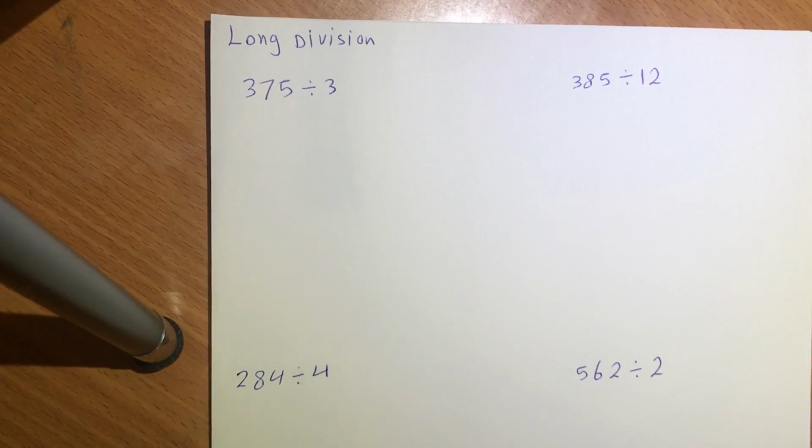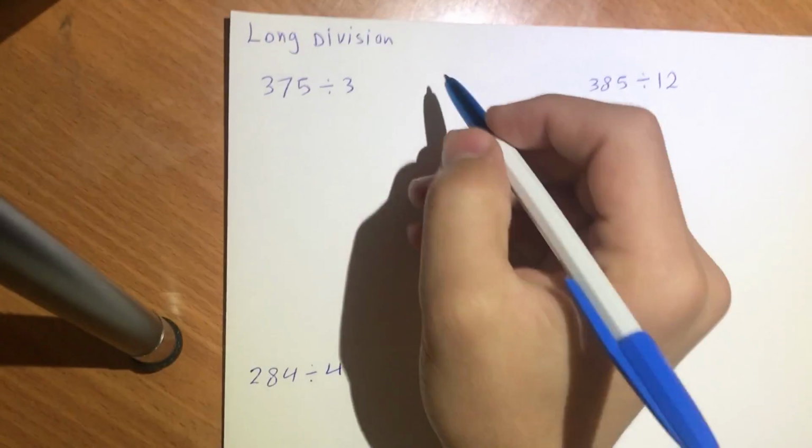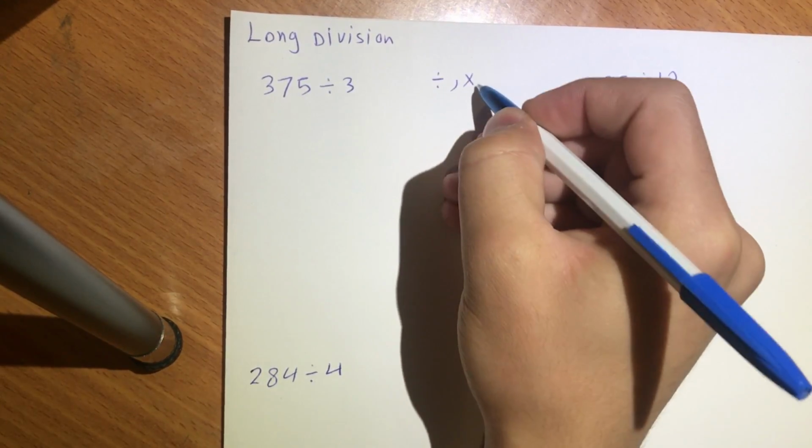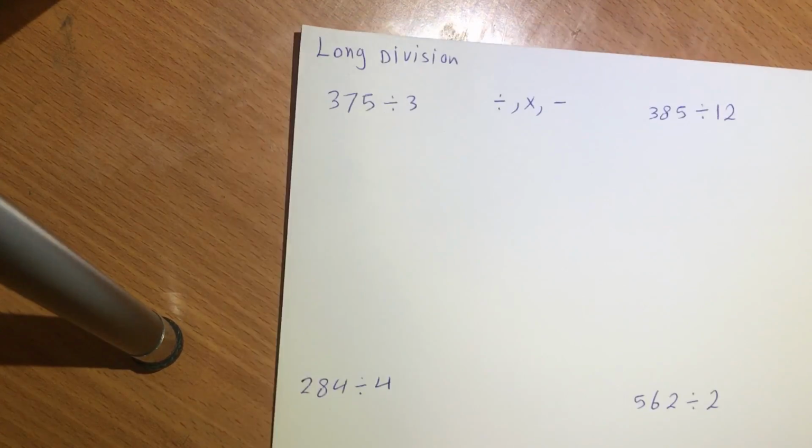Okay, welcome back. This is a long division video. It shows you how to divide using long division. Now, the whole process of doing long division is that you have to do three things. First, you gotta divide, and then you have to multiply, and then you have to subtract. So let's start with the first one.